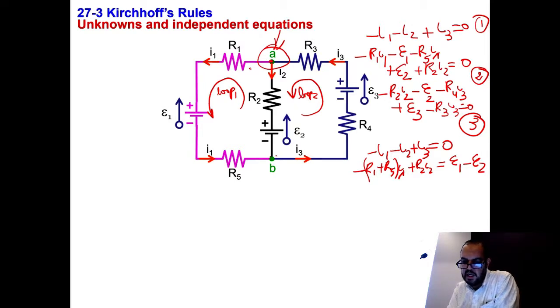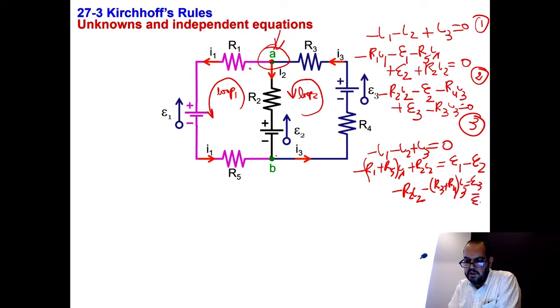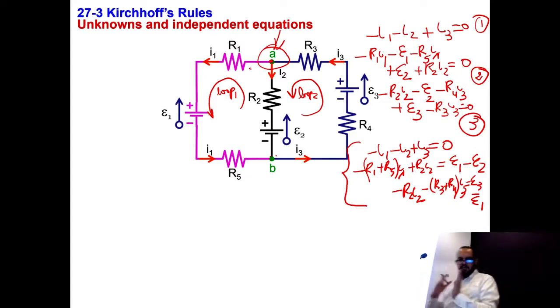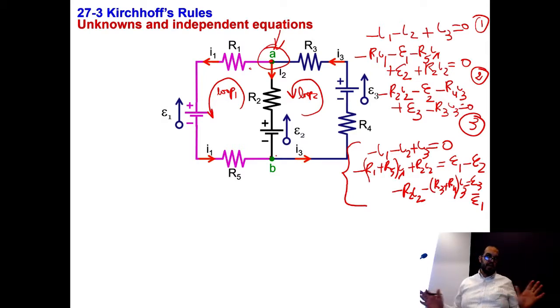Same thing, I want to arrange my currents. So I have minus R2 I2, and I3 is multiplied by R4 and R3, so minus R3 plus R4 I3, and I will take the epsilons on the other side, so this is going to be equal to epsilon 3 minus epsilon 1. So now I have rearranged my terms. So I have I1, I2, I3, and I have taken the constants on the other side. So now I have three equations with three unknowns, and I should be able to solve them.